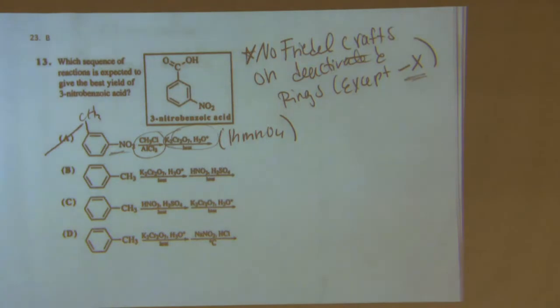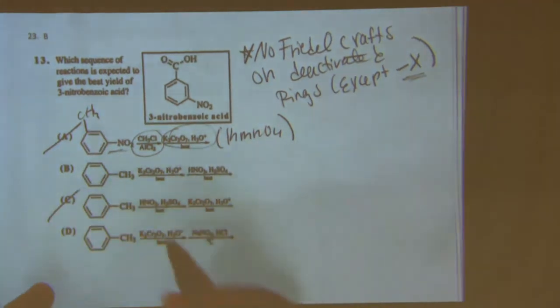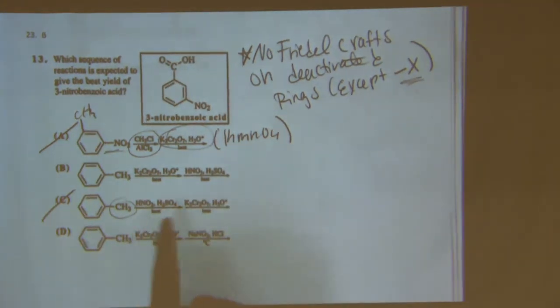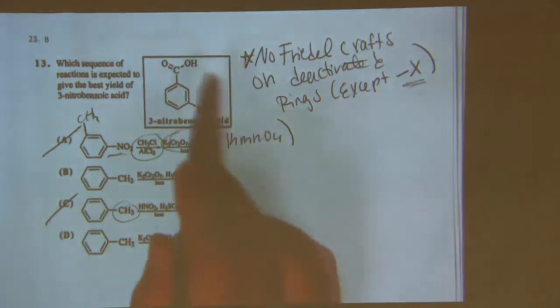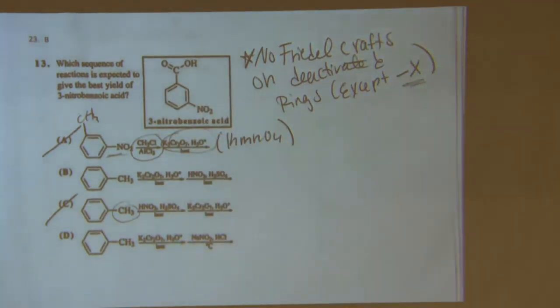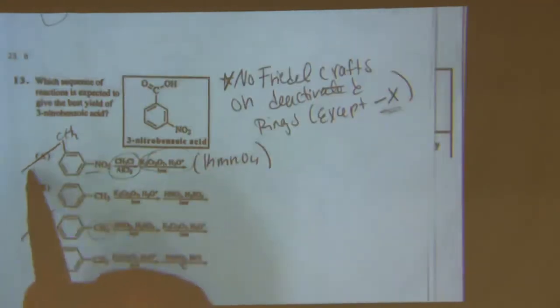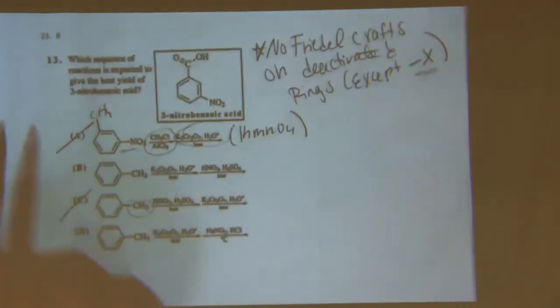For C, yeah. So you can't do C because since we have a methyl already attached to our benzene ring, that's an activator. So when we go to add our nitro group, it's going to be ortho/para, and our nitro group is meta to our carboxylic acid. Does that make sense? So that's out. And then A was out because this was deactivated, so we couldn't do Friedel-Crafts.